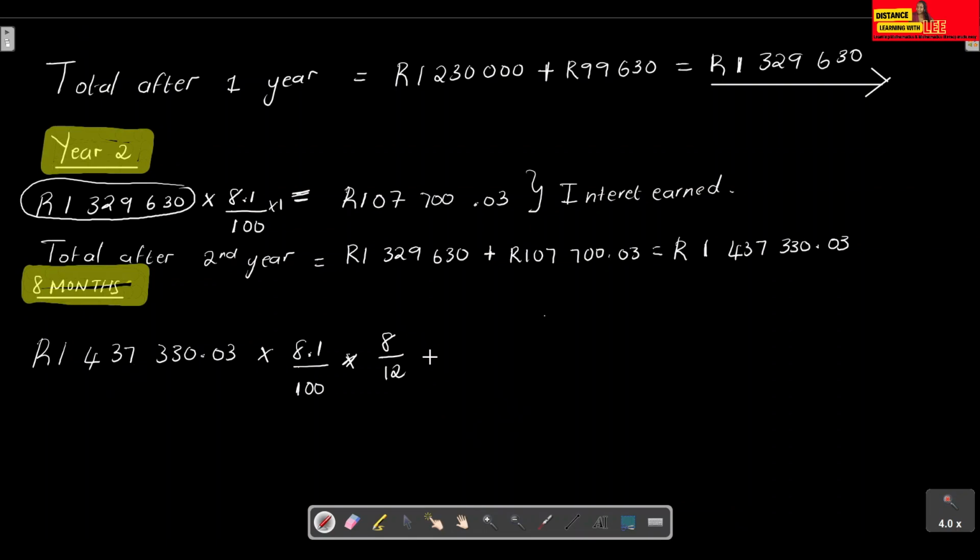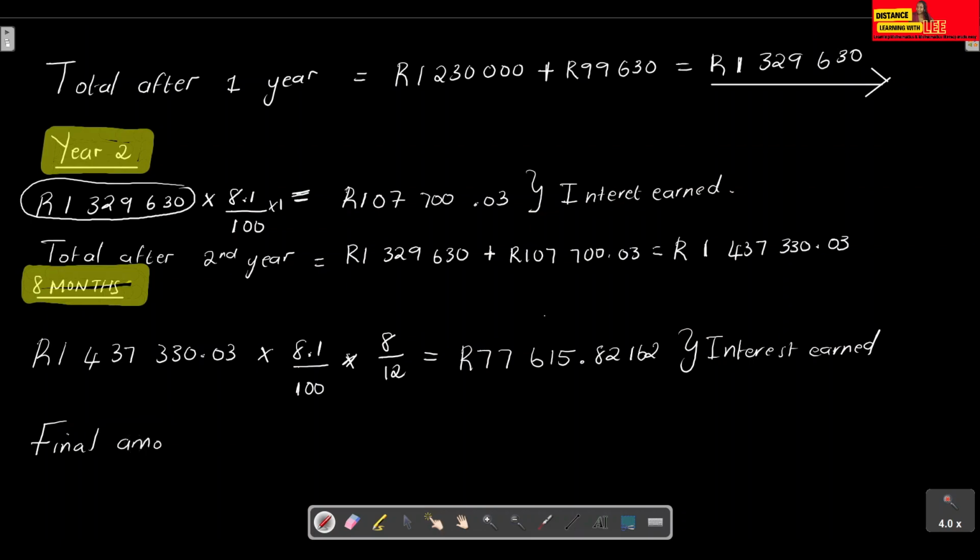If you punch this into your calculator, you'll get that the interest that he earned in the 8 months is 77,615.82162. This is the interest earned, but we want to determine the final amount that he has, because now he's done. Remember, he just keeps the amount for 2 years and 8 months. Therefore the final amount that he now has in his account is this.